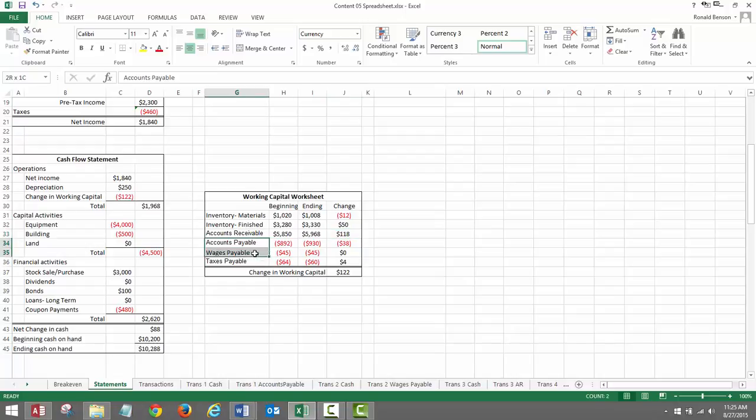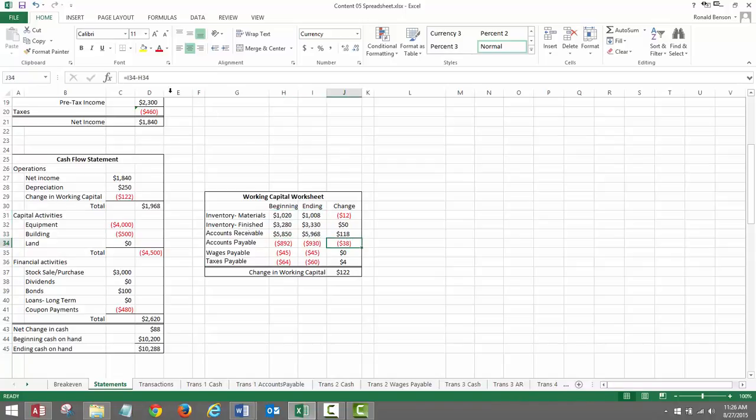Then we have what are called debit accounts. These are money that you owe to other people. Essentially, they are like loans to you. Accounts payable started at $892. That's money we owed to vendors, and increased to $930. We record these as negatives because they are liabilities. They are owed, versus assets, as these three are.